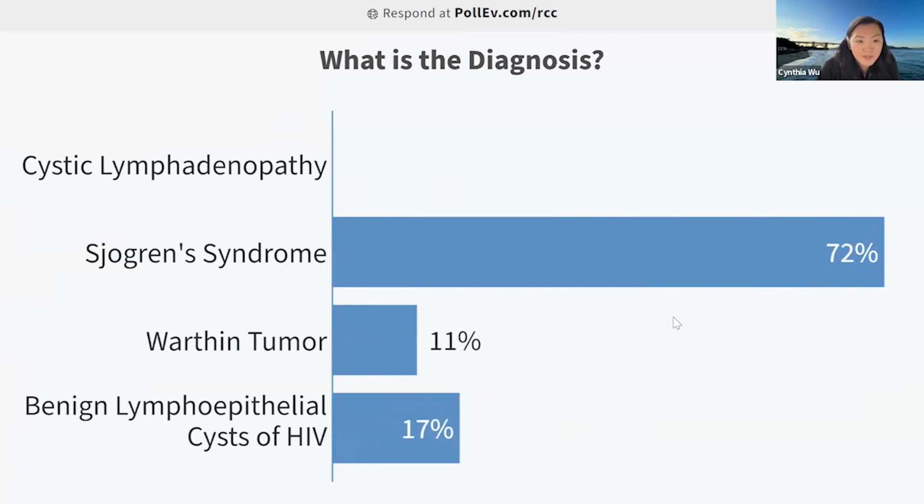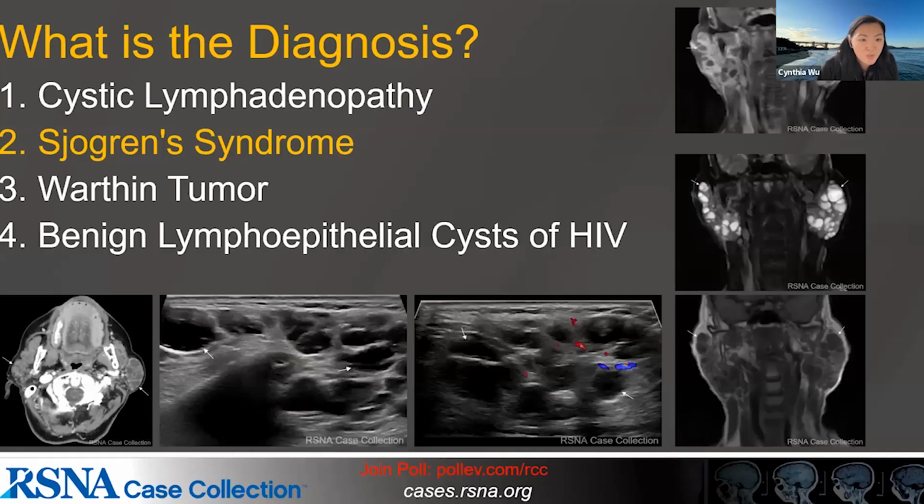All right, let's go on to the next slide. And the vast majority again wins. Excellent job. This is Sjogren's syndrome.